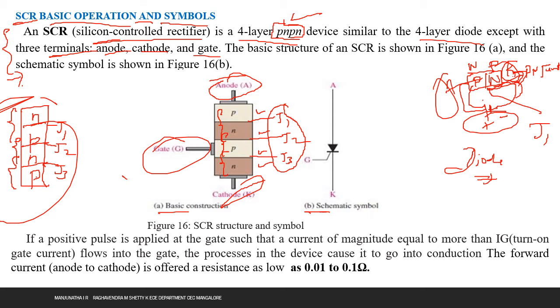So what are the differences between the diode and SCR? The diode has only PN or NP, and only anode and cathode, but the SCR has anode, cathode and gate. The diode has only one PN junction, but the SCR has 3 junctions: J1, J2, J3. That is what makes the difference between SCR and diode. And what is the schematic symbol for SCR?